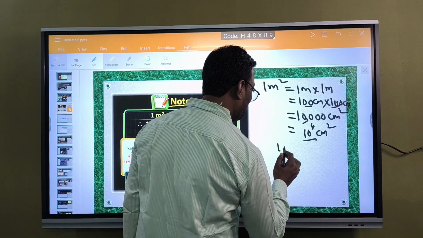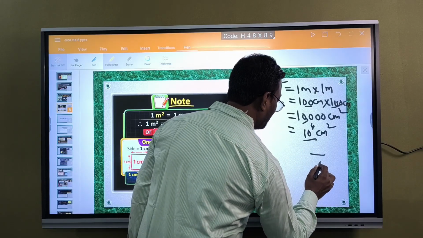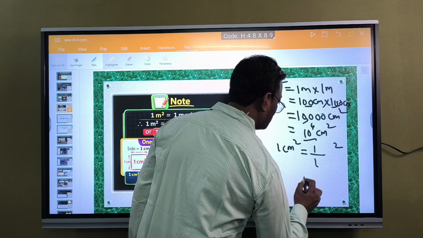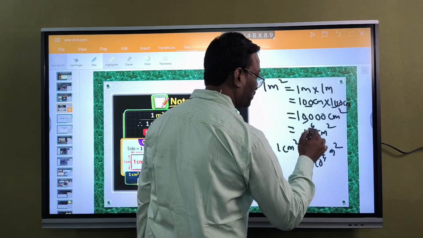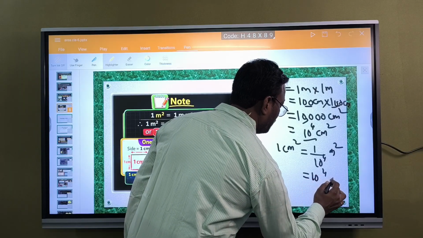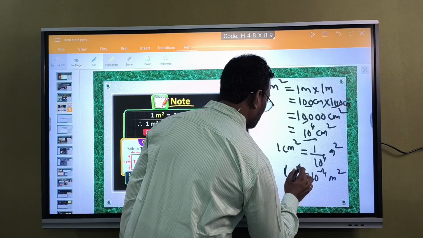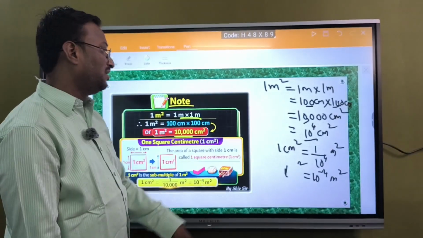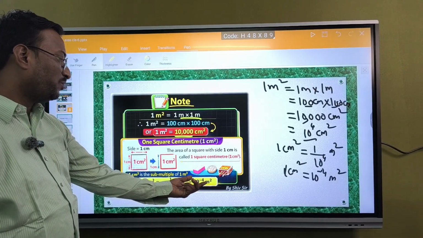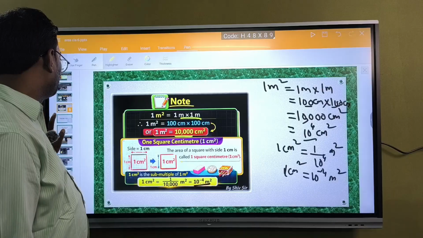If it is 1 centimeter squared, then that can be written as 1 divided by 10 to the power of 4 meter squared, which is equal to, if you move 10 to the power of 4 to the numerator, 10 to the power of minus 4 meter squared. That is, 1 centimeter squared is equal to 10 to the power of minus 4 meter squared. Likewise we can calculate these things.